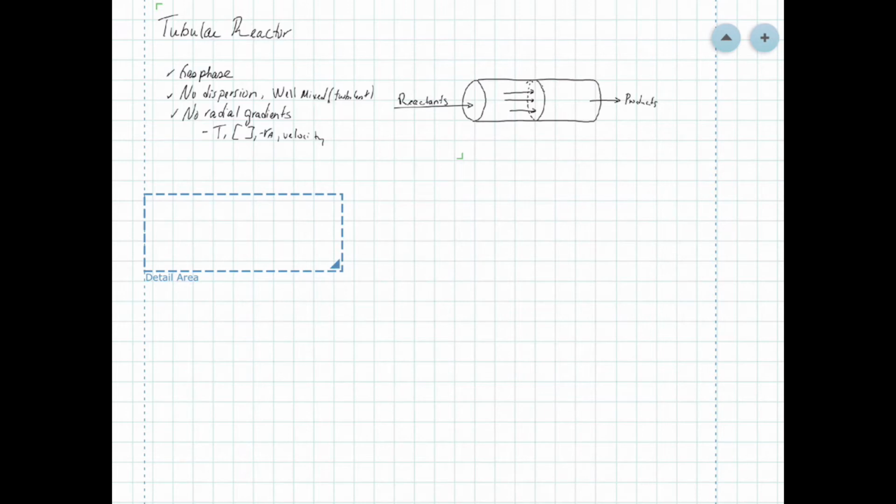We may see later examples with laminar flow, and moments or conditions where we need to take dispersion in the reactor into consideration. But right now we're assuming that there's no dispersion. The other thing is that we assume there are no radial gradients for temperature, concentration, the reaction rate, and the velocity. Those criteria allow us to model this reactor as a plug flow reactor.